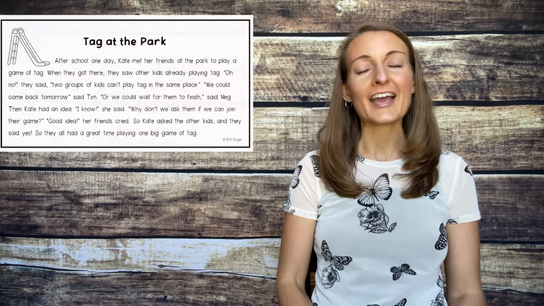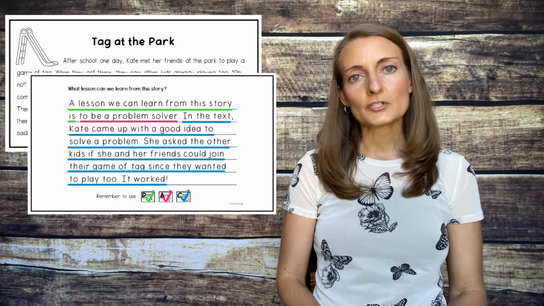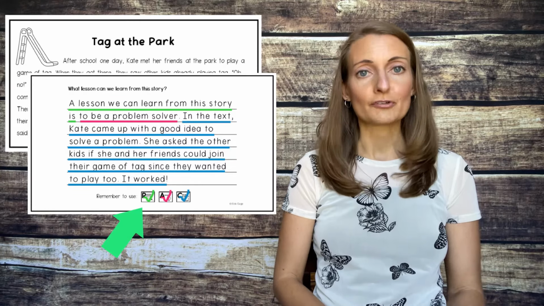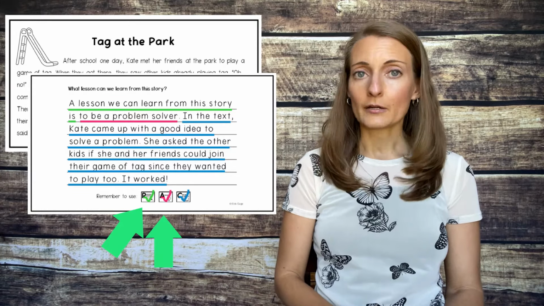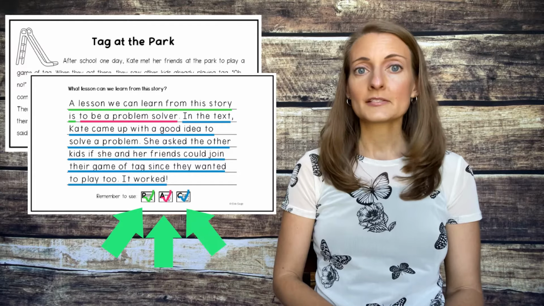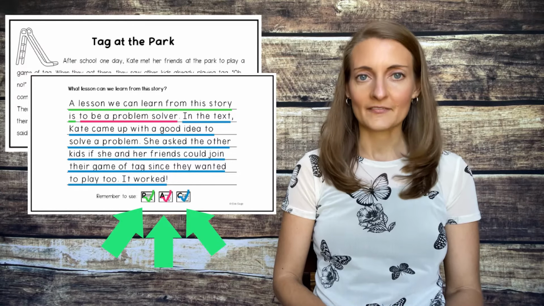This video series is all about how to use a special writing strategy that will help you answer questions about something you have read. Remember last time we looked at the story called Tag at the Park, and we wanted to be sure we had the R part for restate the question, the A part, answer the question, and the C part, cite text evidence.